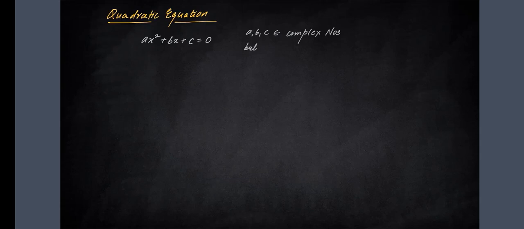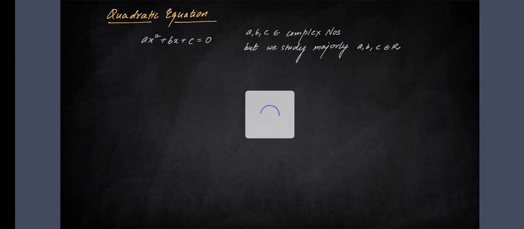But you have to remember that we study majorly, what do we study majorly? Majorly we study when a, b, and c belong to real numbers, right? All the formulas that we are going to do will be a subset when a, b, c belong to real numbers. But if a, b, c are complex numbers, then also this will still remain a quadratic equation.